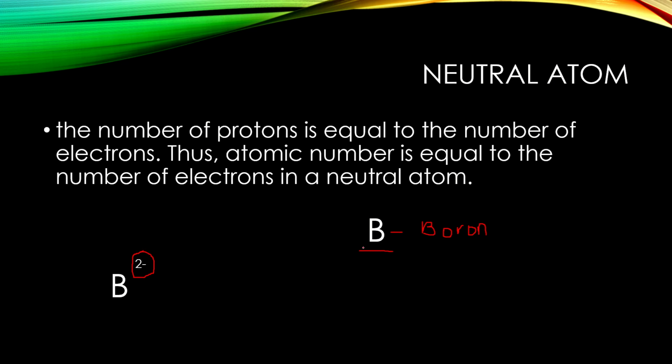So, as long as you do not see any charges at the upper right part of the symbol, it will remain a neutral atom. Again, as long as you do not see any charges at the upper right corner of the symbol of an element, it will remain a neutral atom. Alright. Meaning neutral is a stable atom.